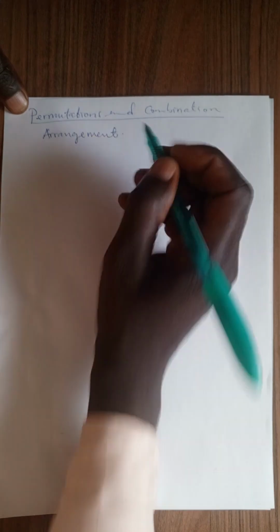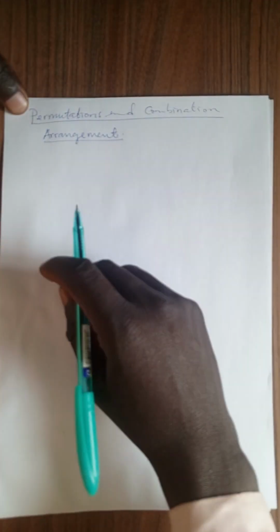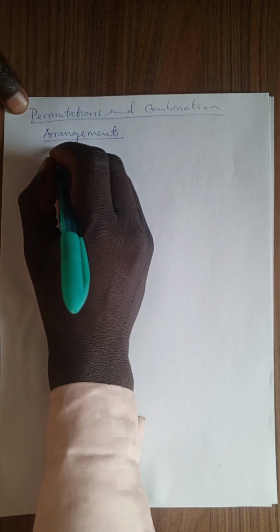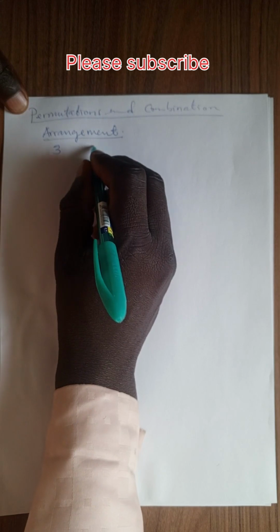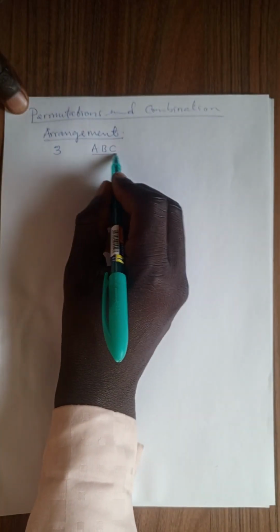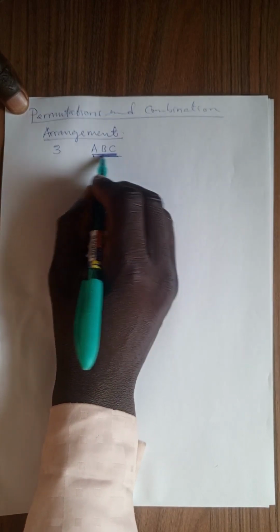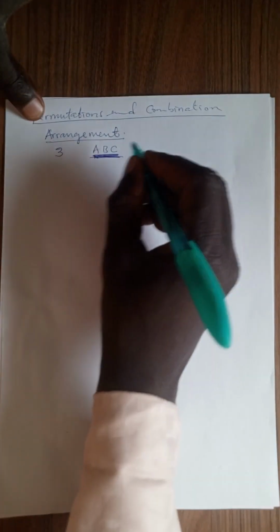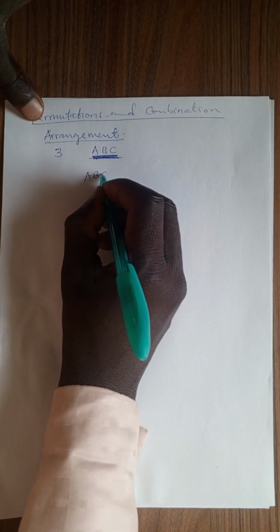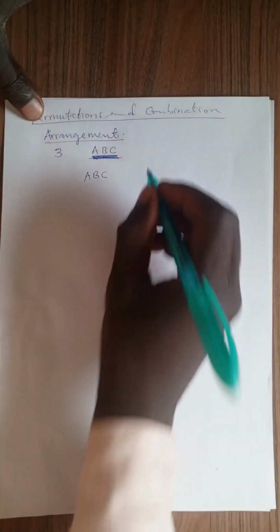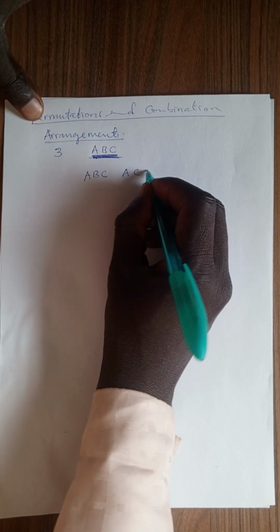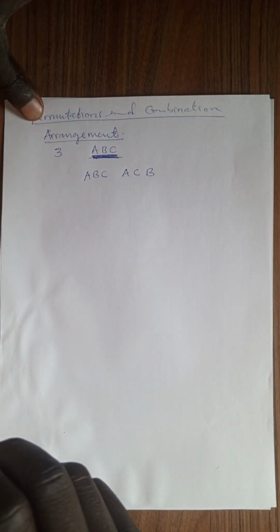And so, suppose we have 3 objects, which are A, B, and C. We want to see the number of ways we can arrange these items as 3 distinct items. Then we say, okay, the first arrangement can be A, B, C. The second one can be A, C, B. This is another different arrangement.